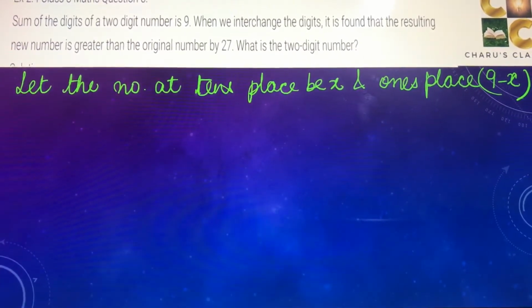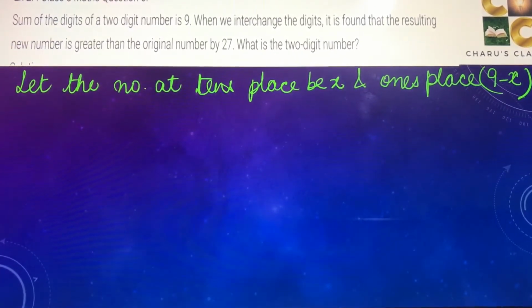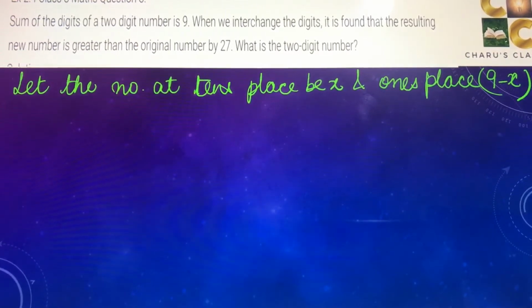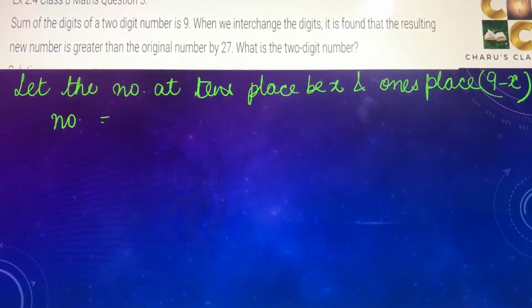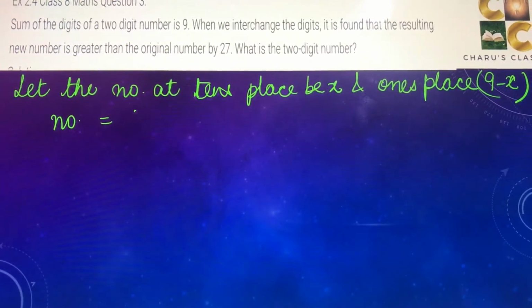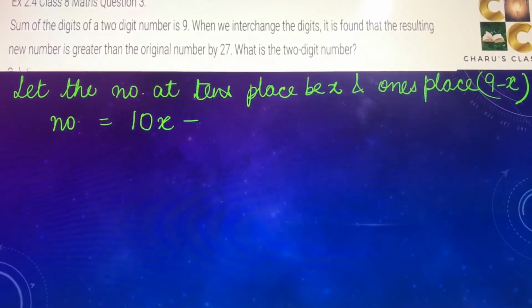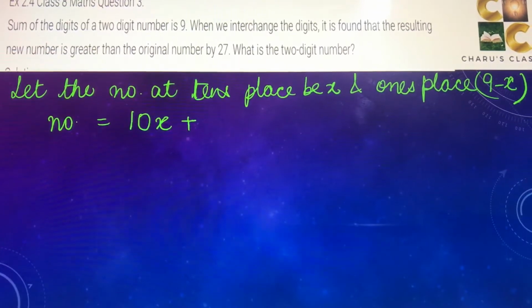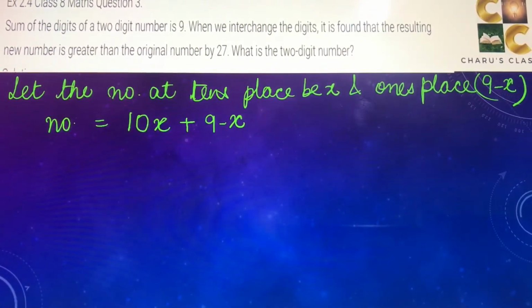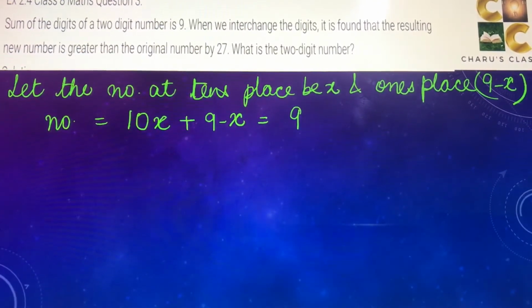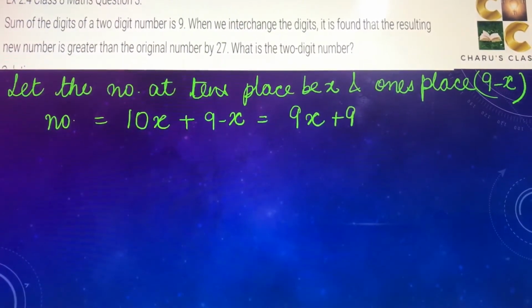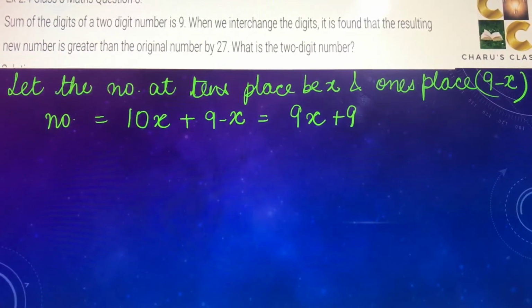टेंस प्लेस वाले नंबर को हम 10 से मल्टीप्लाई करते हैं और वंस प्लेस वाले नंबर को हम 1 से मल्टीप्लाई करते हैं टू राइट द नंबर. सो द नंबर विल बी इक्वल टू टेंस प्लेस पे x है मीन्स 10 इंटू एक्स प्लस वंस प्लेस पे 9 माइनस एक्स है तो 9 माइनस एक्स इंटू 1 which will be 9 minus x only. So this gives me the number as 10x plus 9 minus x, 9x plus 9.